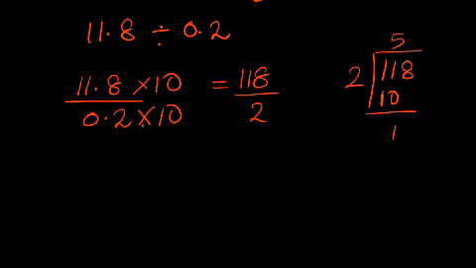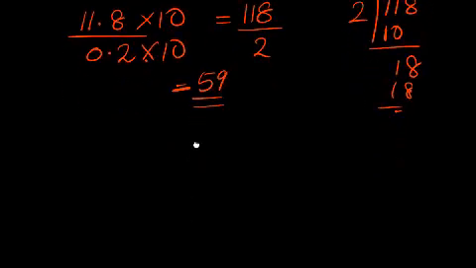2 times 5 is 10. Subtract, 1 minus 0 is 1. Bring down 8. 2 times 9 is 18. So the answer is 59. You can check with your calculator whether 11.8 divided by 0.2 is 59.